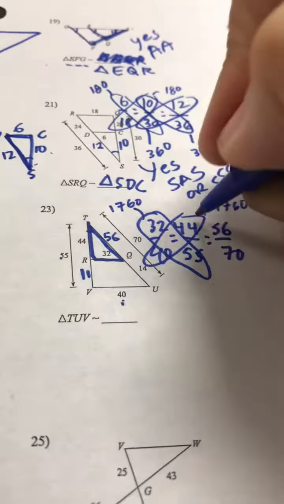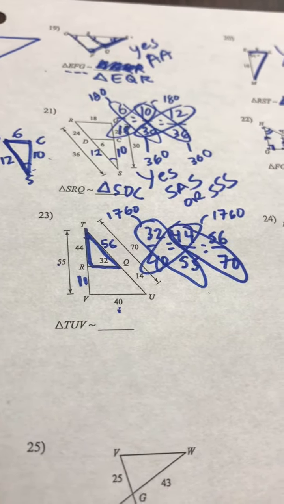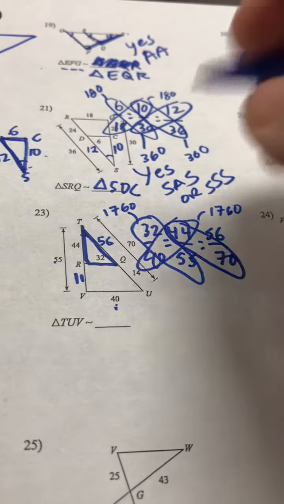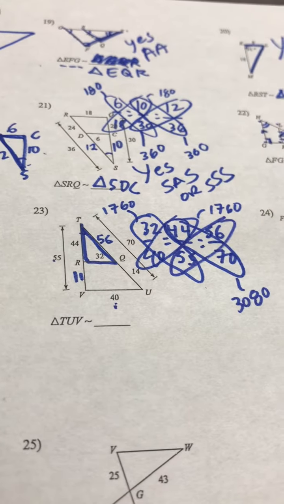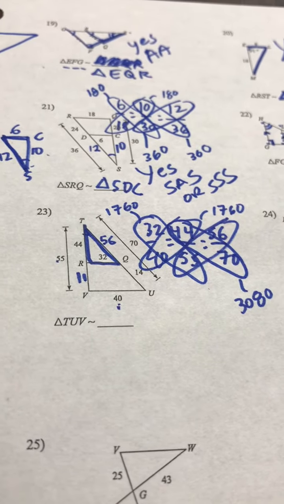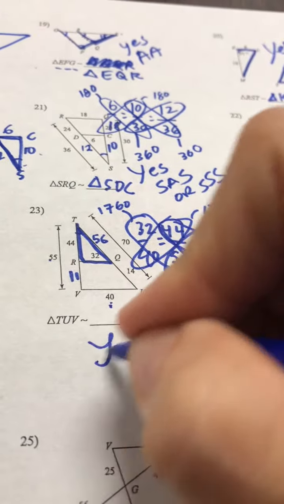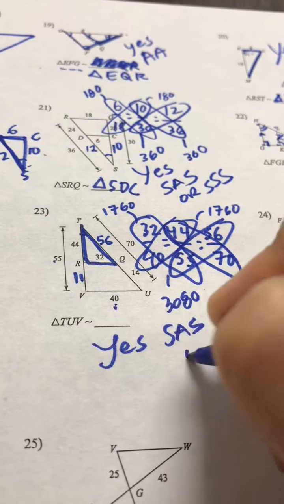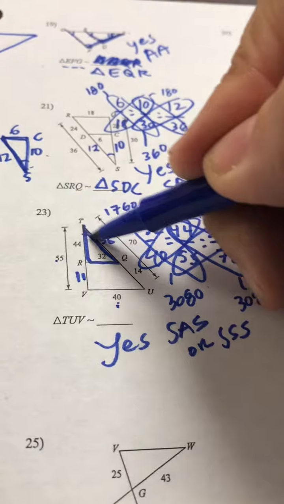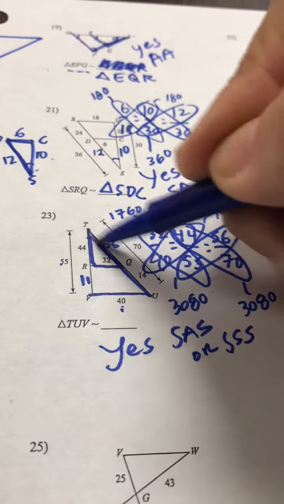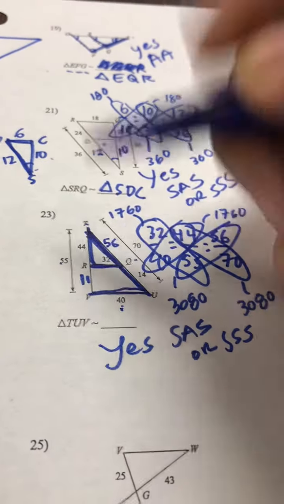Okay, so those I got the same. Let's double check this. So I have to put yes because of side angle side or triple S. Now let's name it TUV. So I went across the longest side and then the short side. So I'm going to do the same, longest side and short, TQR.